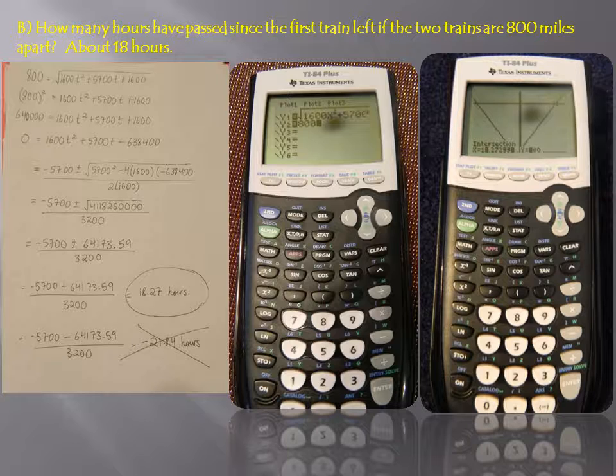The second way to solve this is plugging it into the calculator. Plug the equation into y equals, and also plug in y equals 800 to find the intersection between the two lines. After finding the intersection, you still get 18.27.